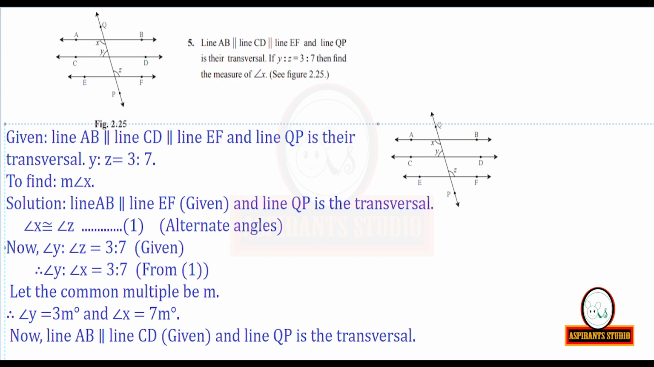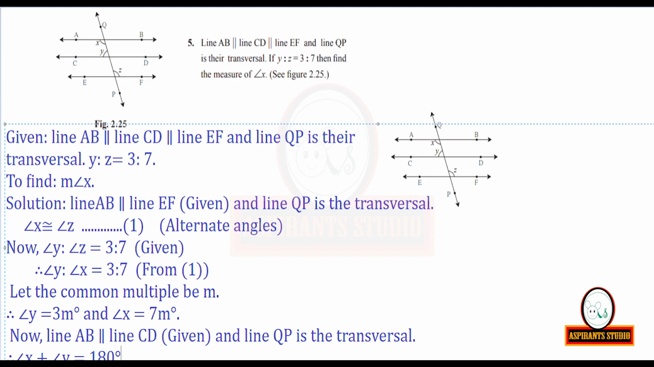Look at the figure once again carefully. You have line AB parallel to line CD because it is given. You have to write the reason. And line QP is the transversal. Now, angle X and angle Y are interior angles. So, the sum of the measures of the interior angles will be 180 degrees. So, we are getting measure of angle X plus measure of angle Y is equal to 180 degrees.